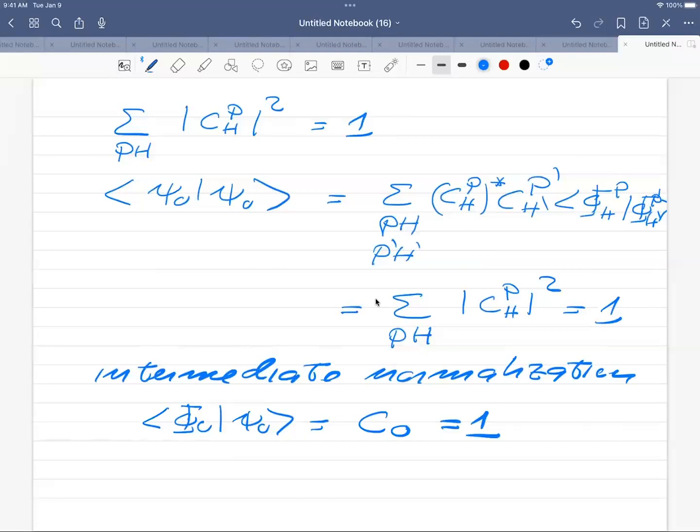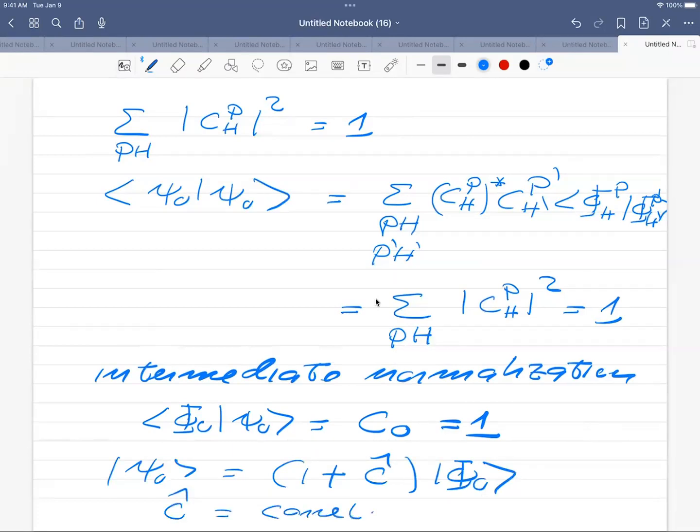That means that what you're doing now is that you're reshuffling the weight into these different coefficients. So this is normally called intermediate normalization. And that is simply because then you want to simplify this wave function, psi 0, and you rewrite it like 1 plus this operator, which now contains all the information about correlations with the other states. And this will be given by phi 0. This operator C hat is called the correlation operator because it brings in correlations between different states.